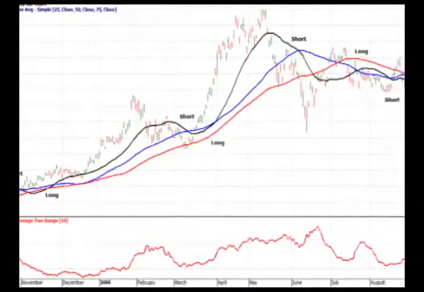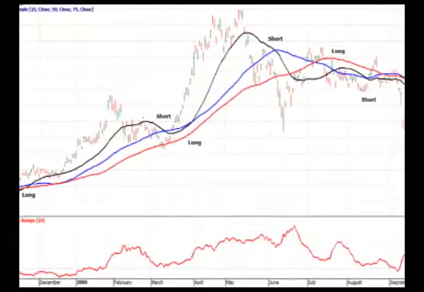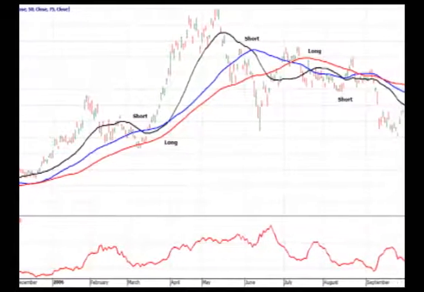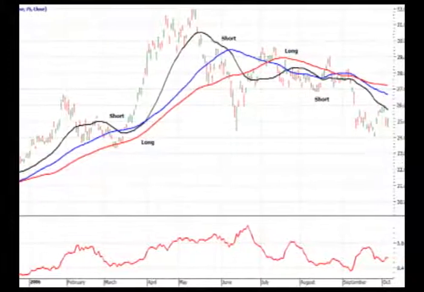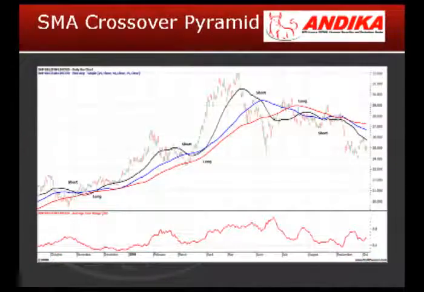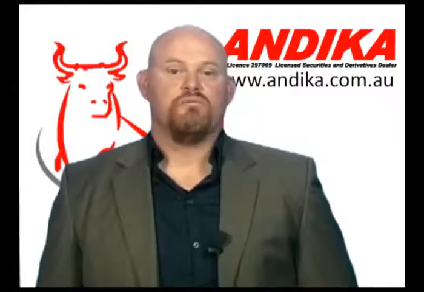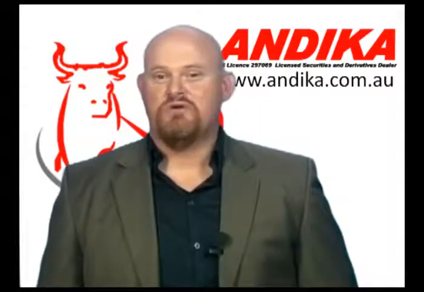Should the 25 then cross the 75, that's another point where you can add to the position, and vice versa if the trend is obviously to the downside. The idea is that there's a higher probability that the trend exists and it will persist, so take advantage of it and add to your position.